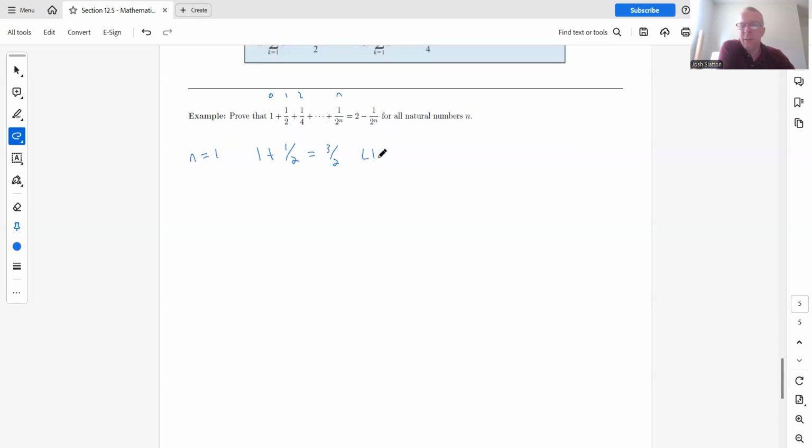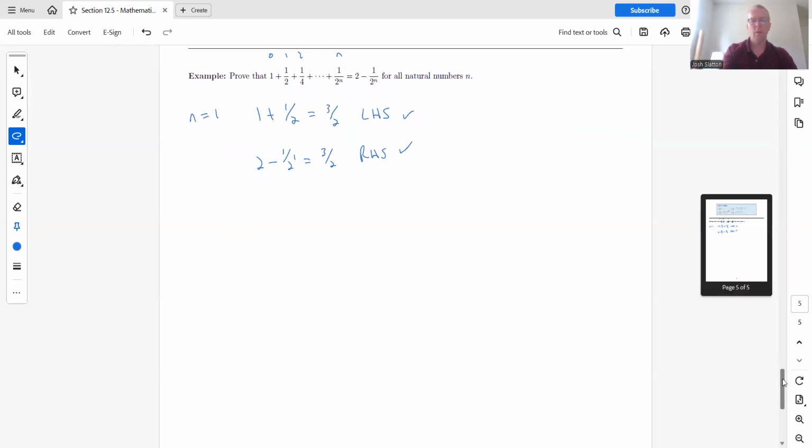So here's our left-hand side. And this is another way you can do this first step. You can just do the left-hand side and the right-hand side separately. Then the right-hand side would be 2 minus 1 over 2 to the first, which would be 2 minus 1/2, which is also 3/2. So that's the right-hand side. And so these are equal. So there's your first step, step 1.